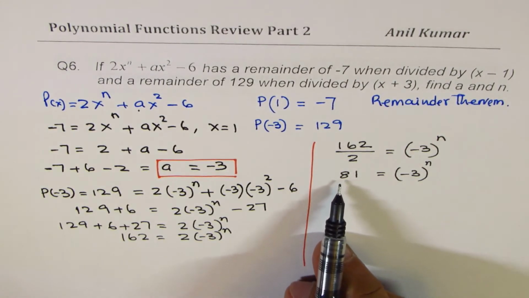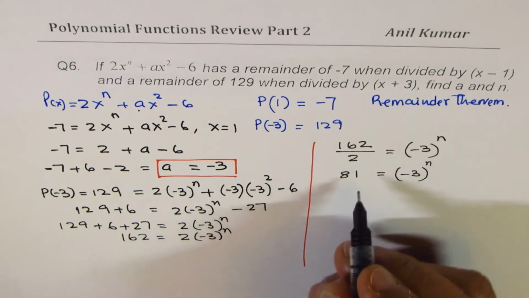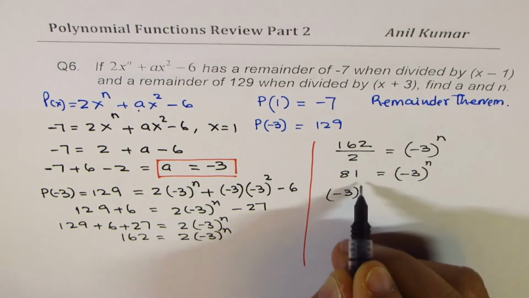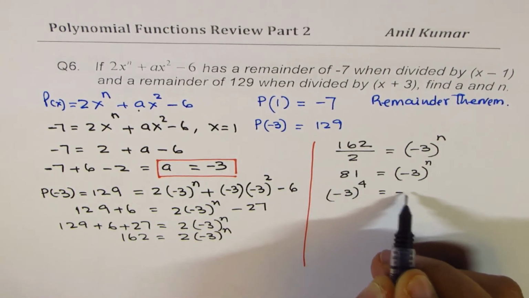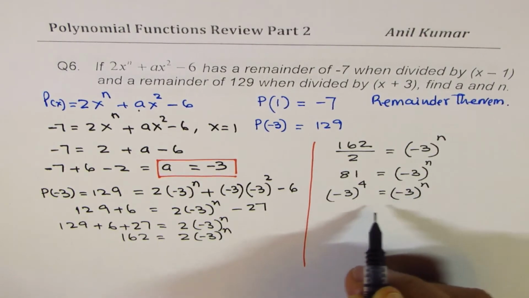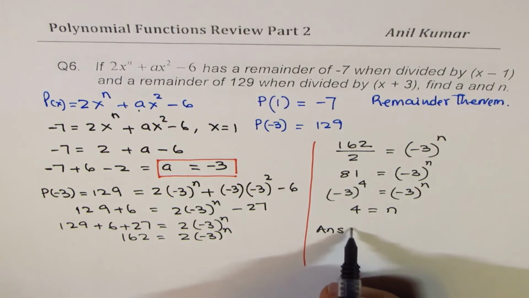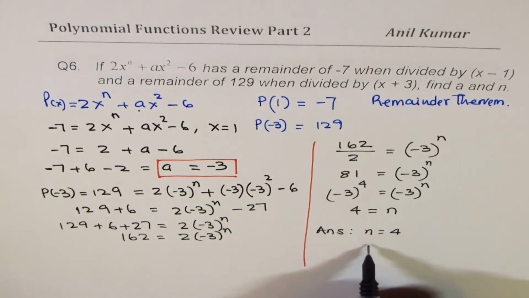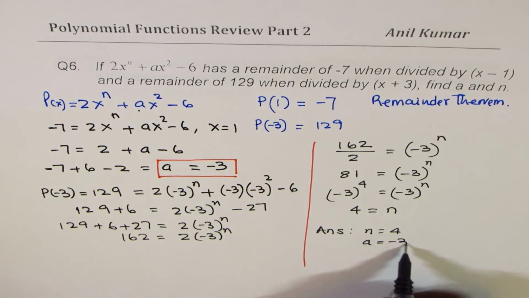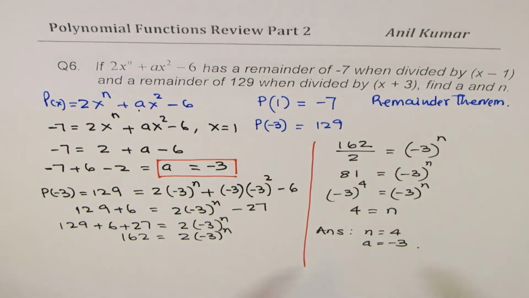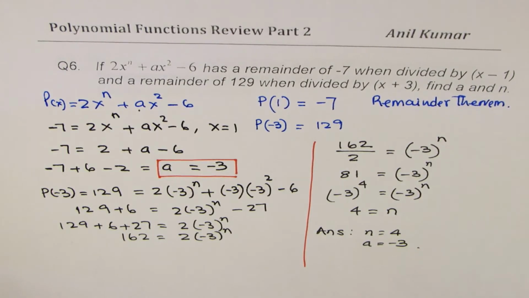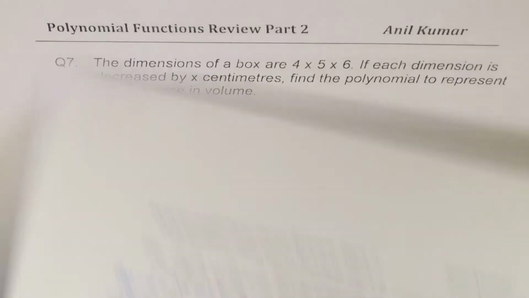Now 81 is 3 to the power of 4, and minus 3 to the power of 4 is also 81. So we get minus 3 to the power of n. That means 4 is equal to n. So we get our answer, which is n equals 4 and a equals minus 3. Correct? So that is how you could solve this question. It is a very interesting question. I'd like you to go through this once again, understand, and then move forward.